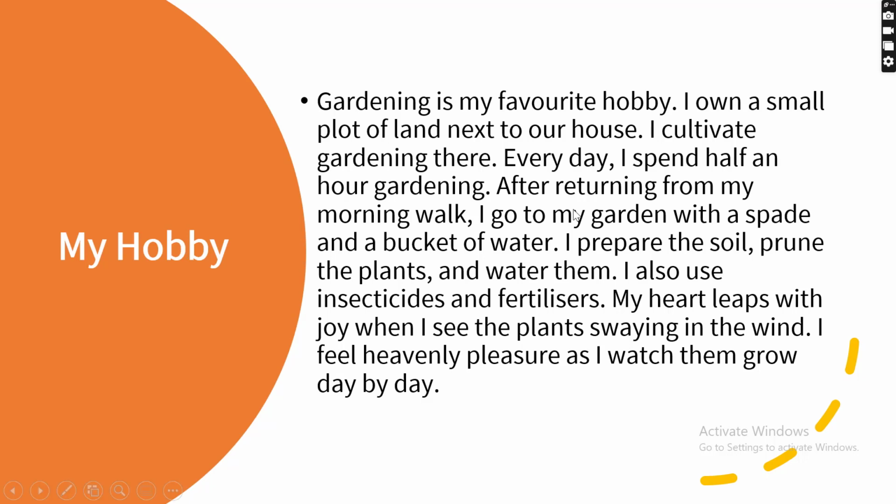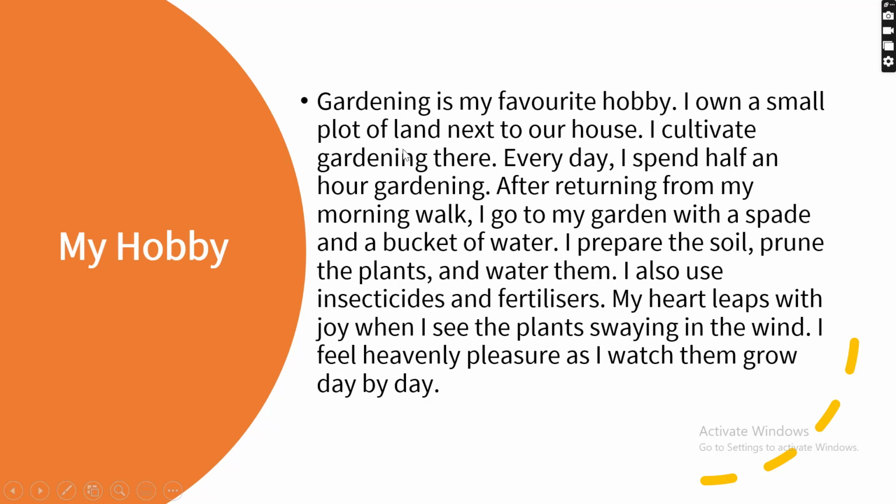Now let's talk about this paragraph. This is an example, a sample of a paragraph. Gardening is my favorite hobby. Okay, this is the topic sentence, because our topic is about what? Hobby. Gardening is my favorite hobby. In the first sentence, you tell the reader that this is the topic sentence, and this is the main idea of the paragraph. You need to talk about gardening, and that's your favorite hobby. And then we come to the body, we come to the details, and we give examples and evidence to support the main idea of the topic sentence.